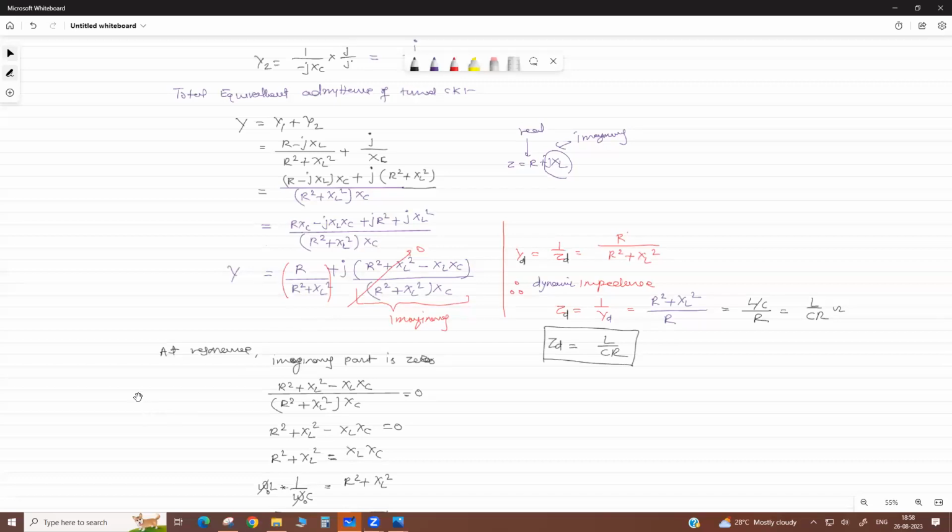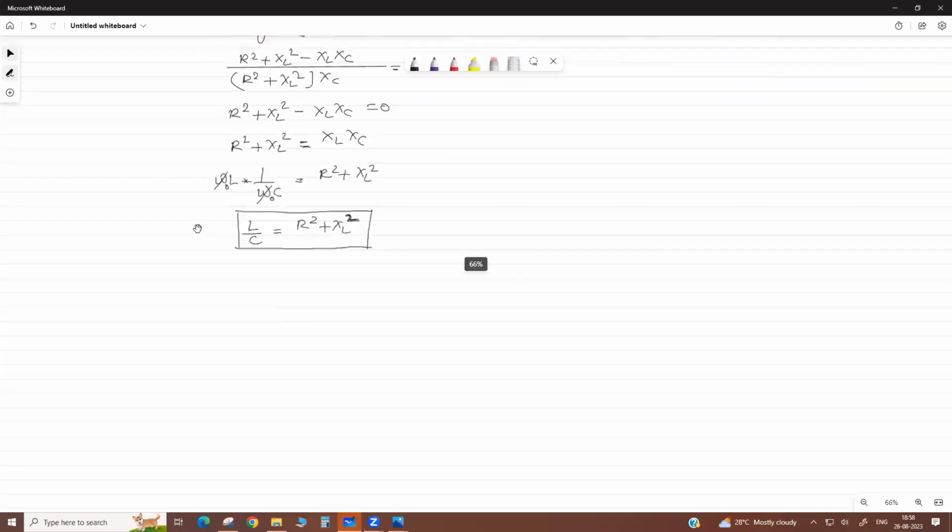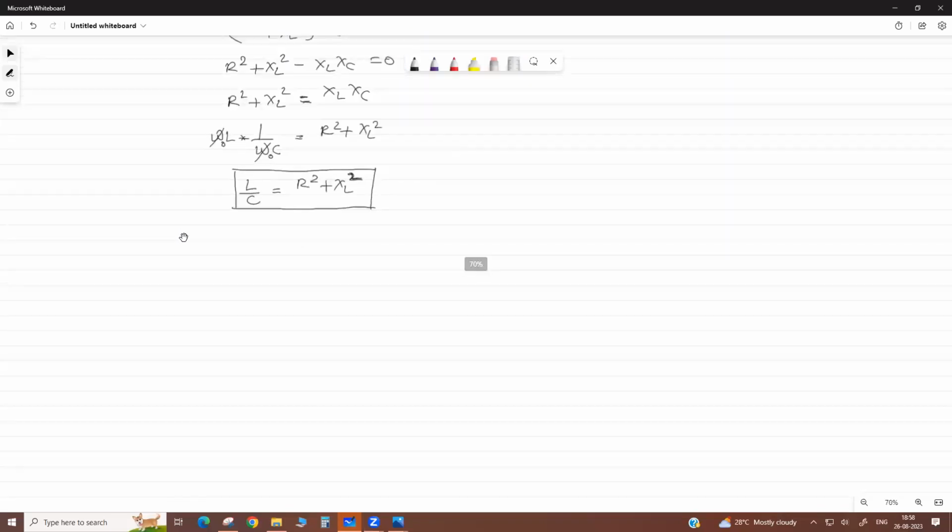Okay, that's why. Now this is the condition for resonance. Now if we continue this, okay, now it comes L by C. Now this R comes to this side, R square equals XL square. Now this is at resonance condition, no? Now XL square equals L by C minus R square.